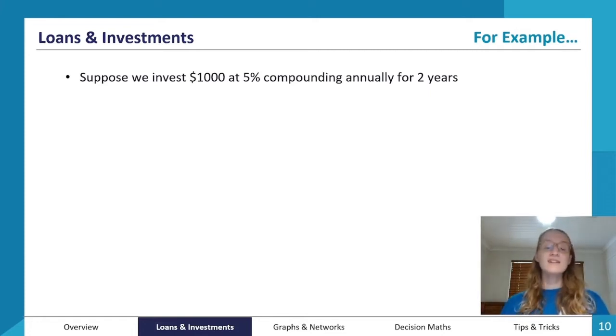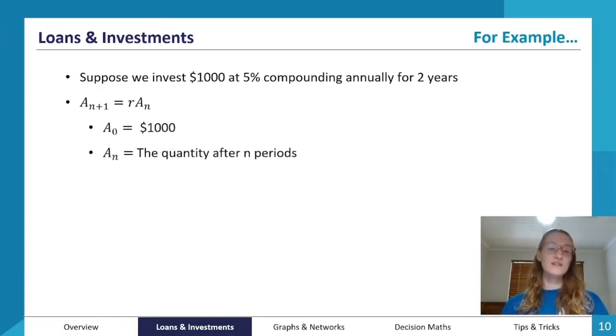So let's say we invested $1,000, which should be our starting value, at 5% per annum, compounding annually for 2 years. So we'll start filling in and labeling our variables to work out what we know and how we can get our answer. So A0, our starting point, is $1,000. And AN is the quantity after N periods, which in this case is our unknown. So AN is the variable that we're trying to find.